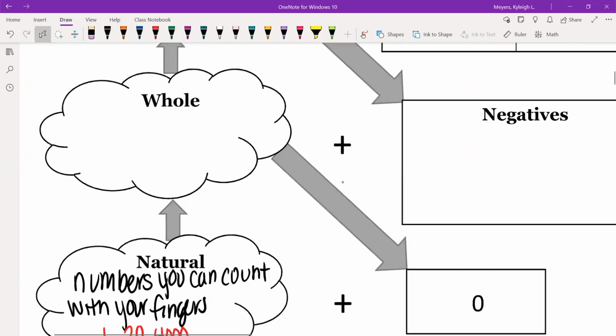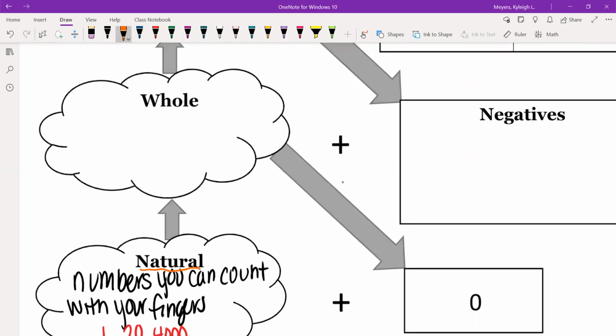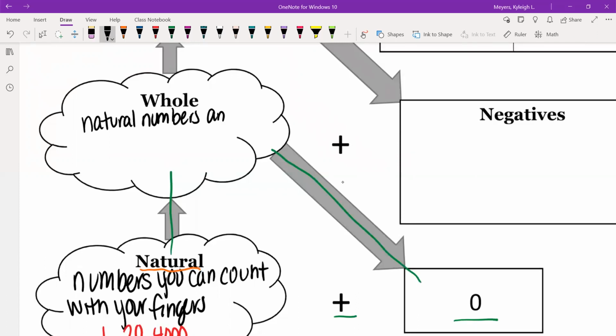But then whole numbers. So after natural, our next classification is whole numbers. Whole numbers are natural plus 0. So that's what we're going to write: natural numbers and 0. The only difference is that we add 0 into whole numbers because I can't technically count that with my fingers, right? So examples would be 0, 20, 4,000. Those are the only difference.